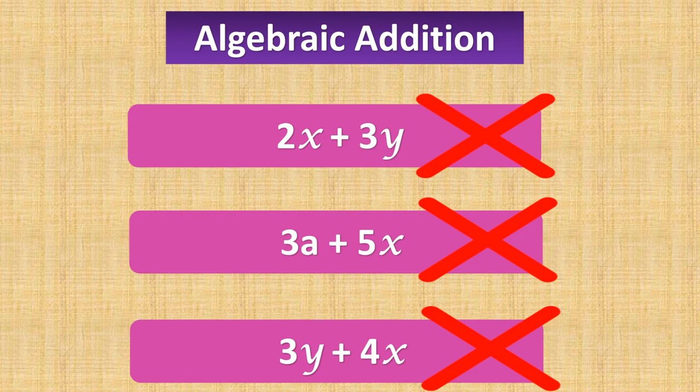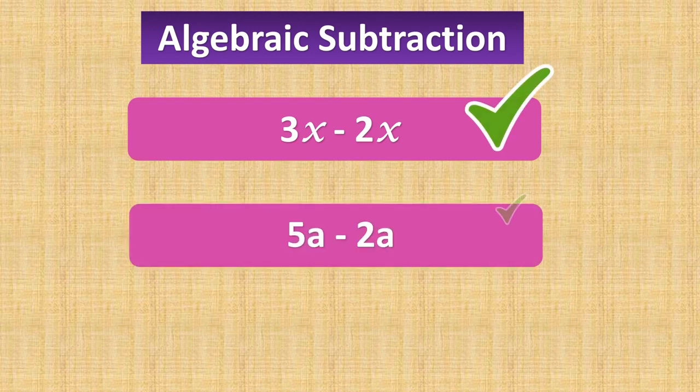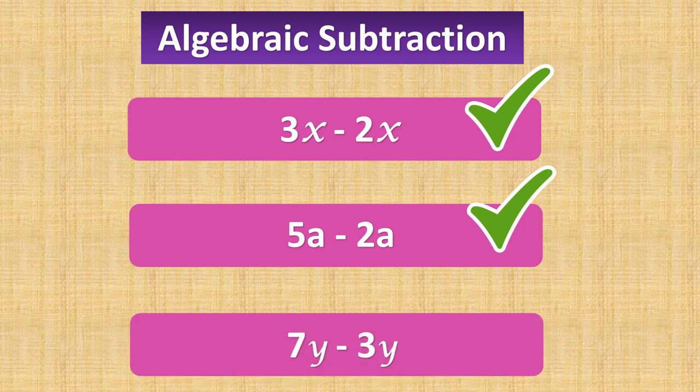Same rules apply in algebraic subtraction as well. You can subtract the two terms as long as they have the same variable. So in this example, the first term is 3x, the second term is 2x. These two terms can be subtracted. 5a minus 2a, you can do the subtraction for this example as well, because both terms have the same variable, and the same goes for 7y minus 3y.